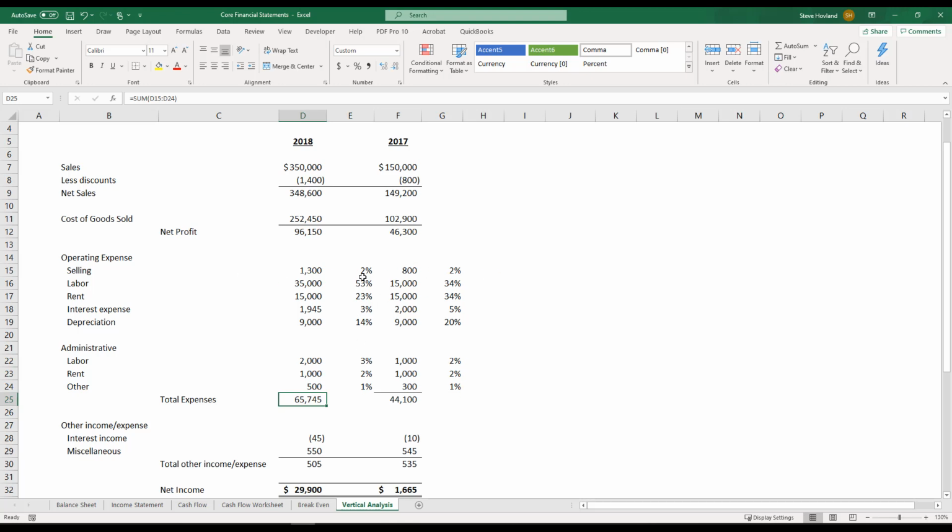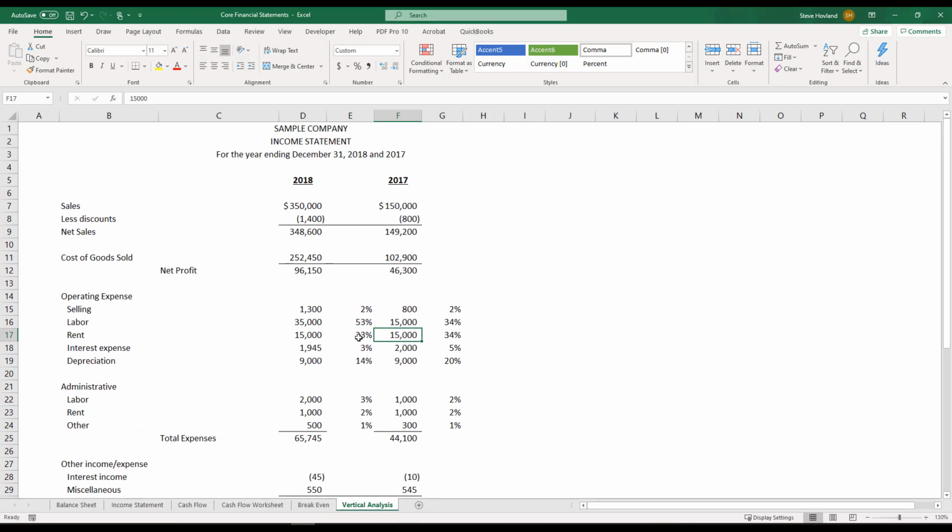So as you can see, selling expense has, the past 2 years, been about 2% of total expenses. Labor, looks like labor jumped up, was 34%, now it's 53%. Rent, even though rent dollars have stayed the same from the last year to this year, as a percent has gone down. That's obviously primarily driven by you have more labor expense. Because you have more labor, you had more revenue because you needed more people to work on the projects.